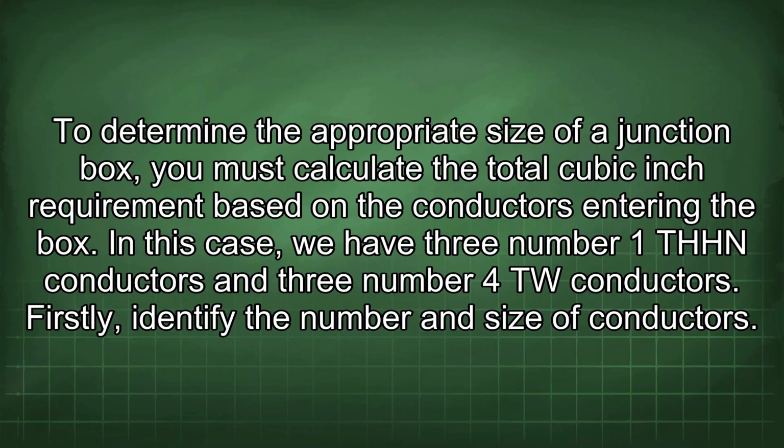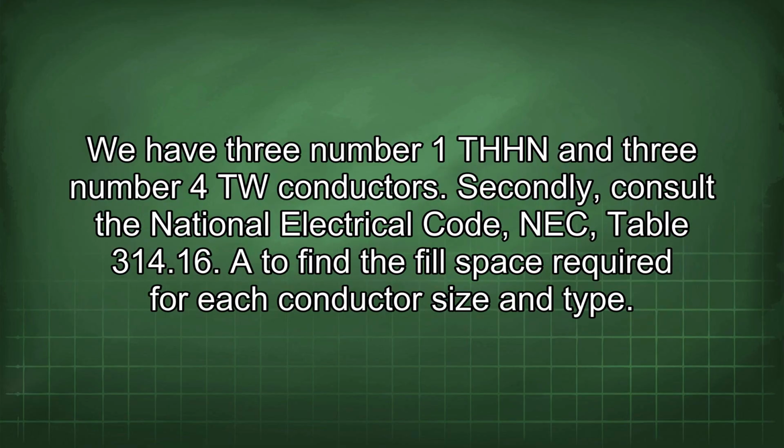To determine the appropriate size of a junction box, you must calculate the total cubic inch requirement based on the conductors entering the box. In this case, we have 3 number 1 THHN conductors and 3 number 4 TW conductors. Firstly, identify the number and size of conductors. We have 3 number 1 THHN and 3 number 4 TW conductors.